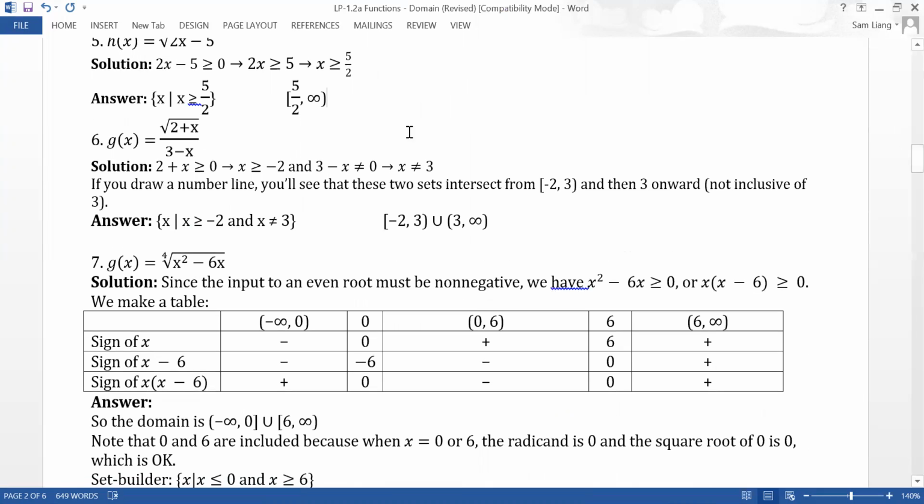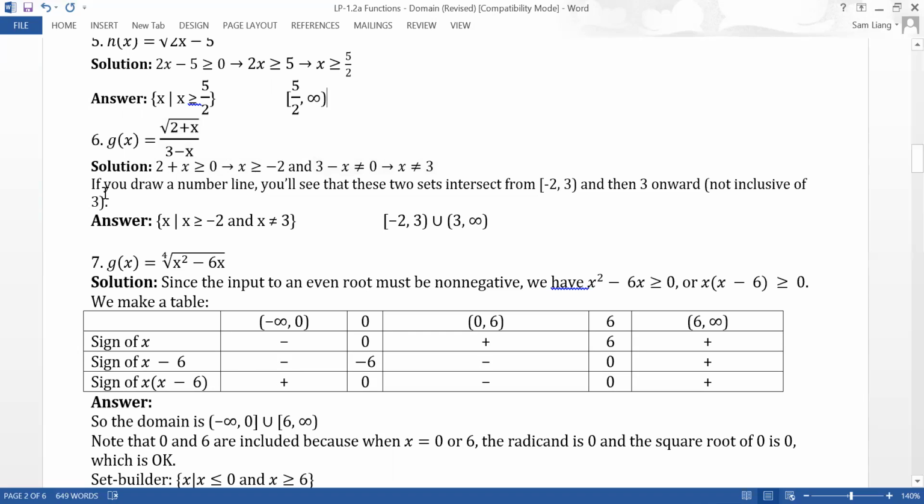All right, last two questions, then we'll be done. These are more difficult. So we have square root of 2 plus x in the numerator and then 3 minus x in the denominator. For this, we have 2 plus x is greater than or equal to 0 for the numerator, because remember, anything inside a square root has to be greater than or equal to 0 in order for it to be defined. If you subtract 2 on both sides, you get x is greater than or equal to -2. And then 3 minus x is not equal to 0, so x is not equal to 3.